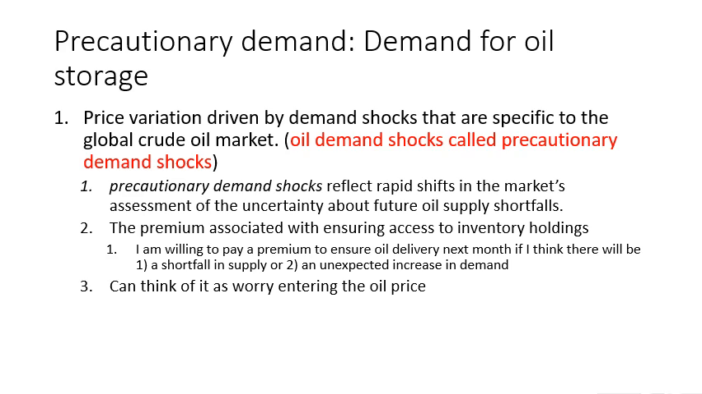So for example, if I'm a refiner, I'm willing to pay a premium to ensure oil delivery next month if I think there will be a shortfall in supply or an unexpected increase in demand. Two things that can cause a tight oil market. Maybe you forecast hurricanes, particularly hurricane season, and so you're willing to pay a premium for the oil despite hurricane season. You can also think of this as worry entering the oil price, uncertainty entering the oil price.